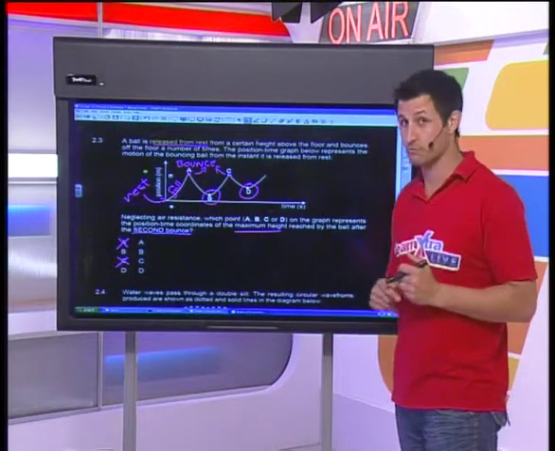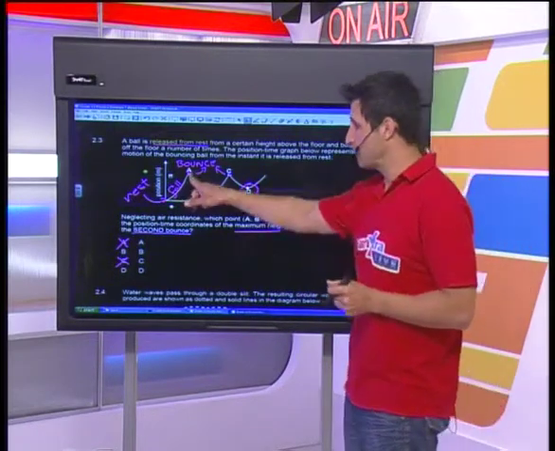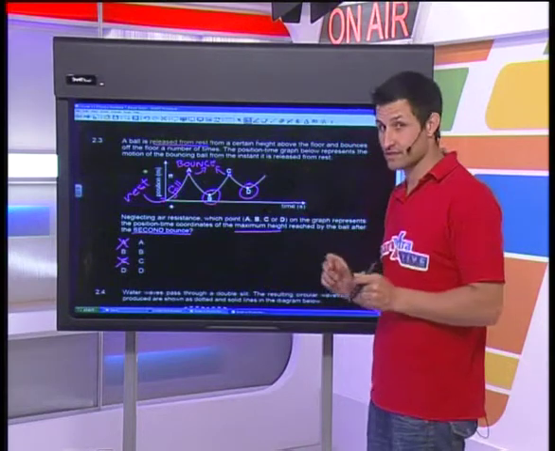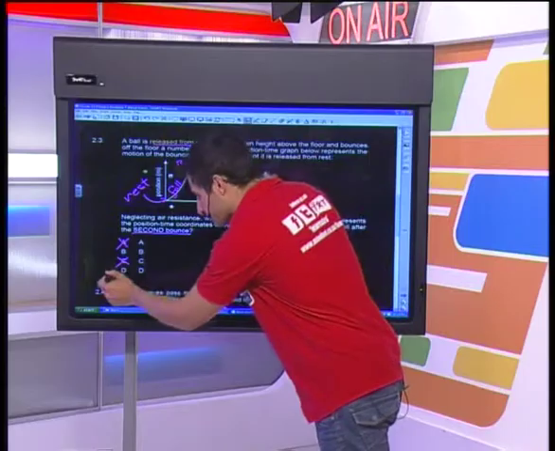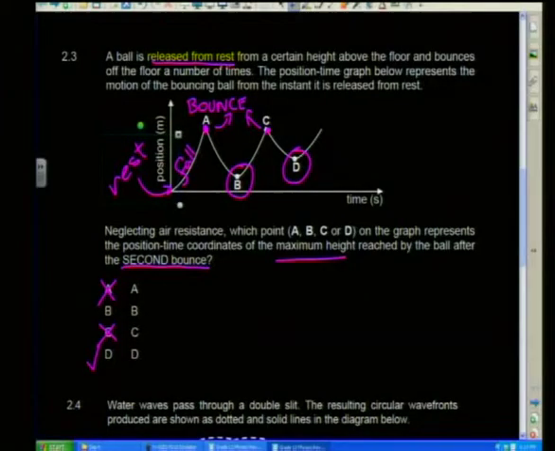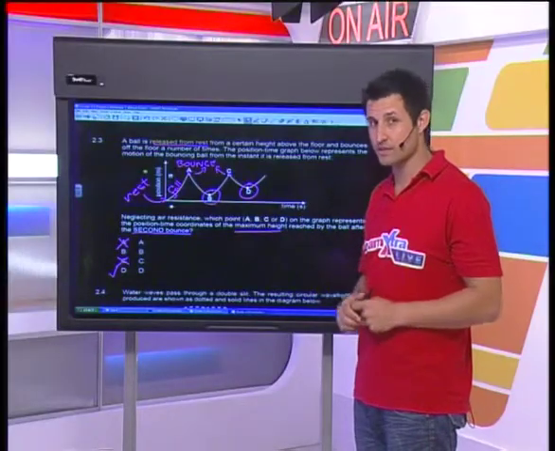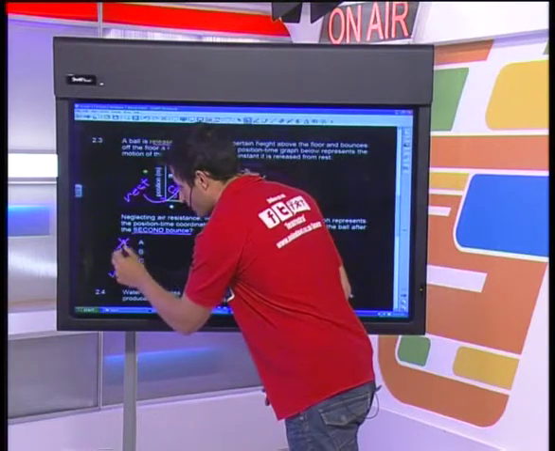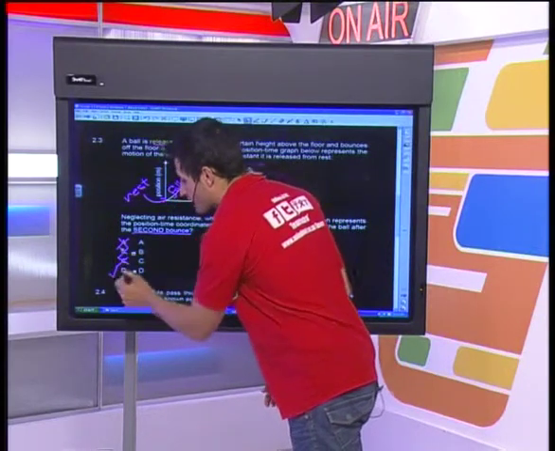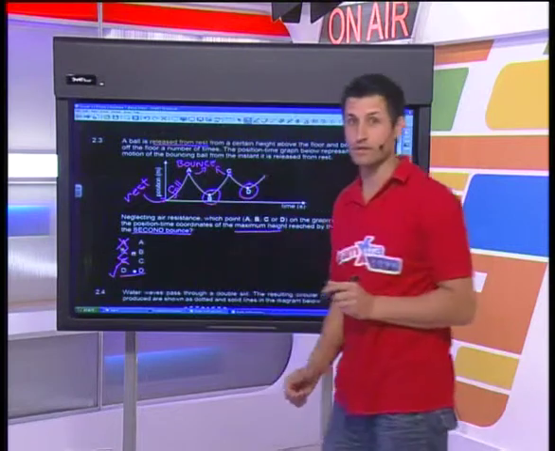It says the second bounce. So bounce once at A, bounce twice at C. The only point which is remaining is option D. Okay, once again, I think I've got my right answer. Let's just make sure that the other one can't be correct. Well, option B is the maximum height on the bounces, but it's not after the second bounce. It's after the first bounce. So there we go. We've got option D. There we go. And that is my correct answer.